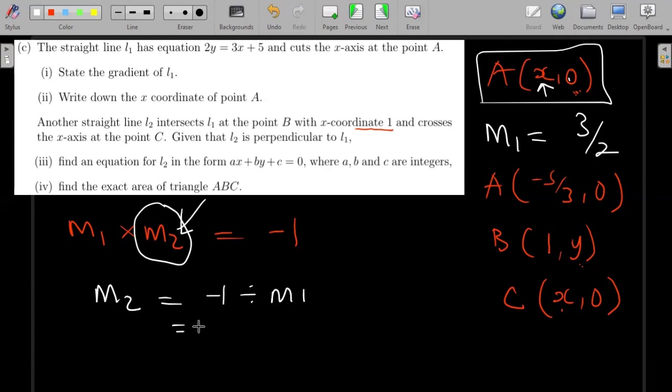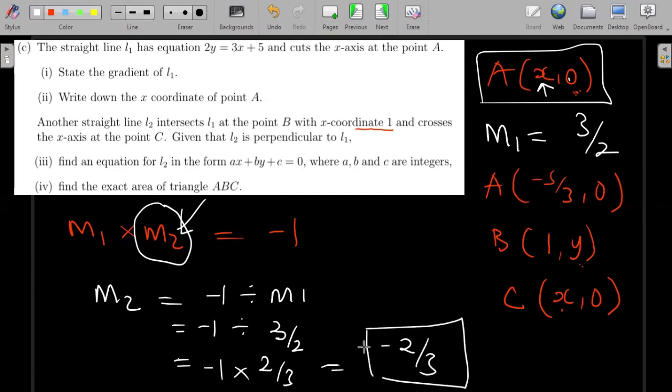So we can say that the gradient of M2 is equal to minus 1 divided by M1. So this will be minus 1 divided by 3 over 2. It means we have minus 1 multiplied by 2 over 3, so we get minus 2 over 3. So this here will be our M2. Our M2 will just be minus 2 over 3.